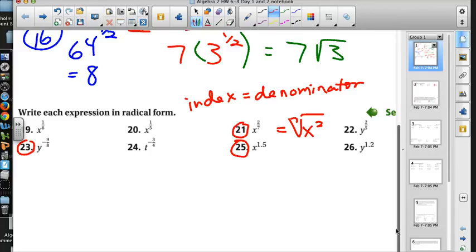For number 23, the first thing we would want to do is get rid of that negative. Remember, that's a part of simplifying. So we'd make that the reciprocal, which is 1 over y to the 9/8. And then we would go ahead and use the 8 as the index of y to the 9th. Now, that is as far as the book wants us to go, but we all know we are not supposed to do that.